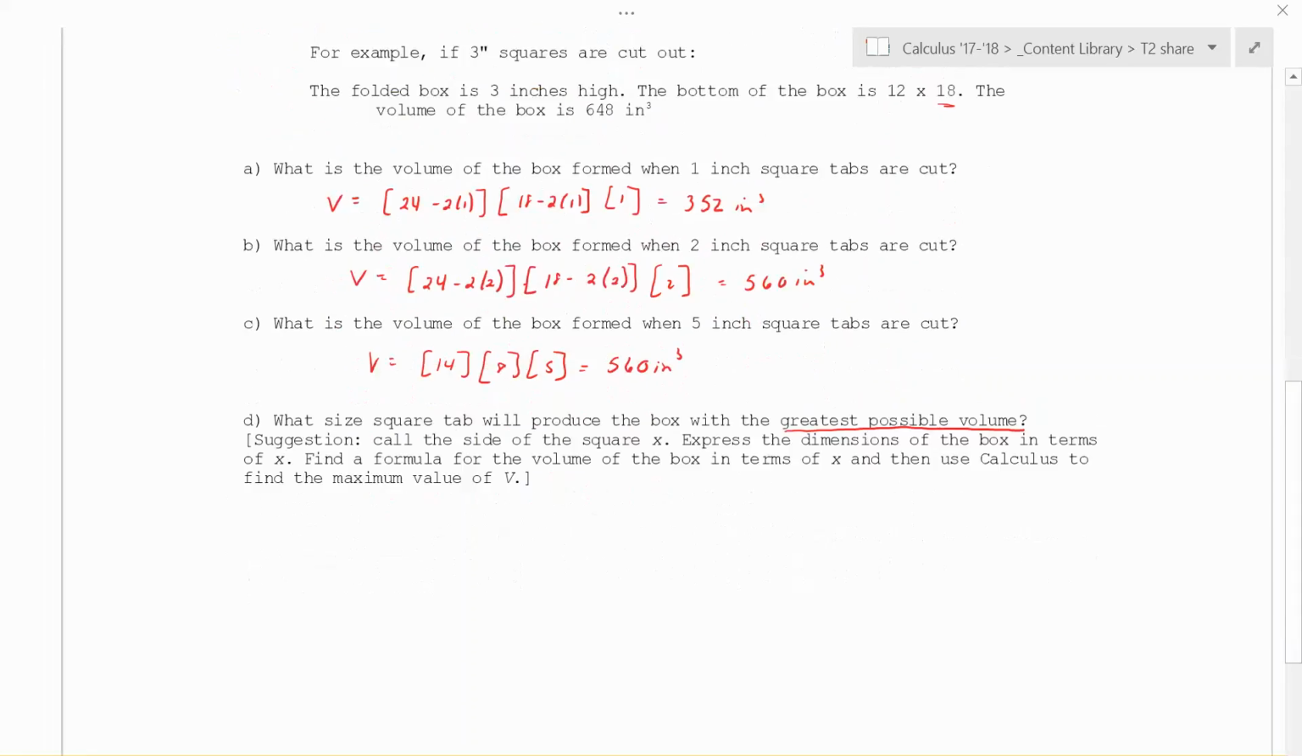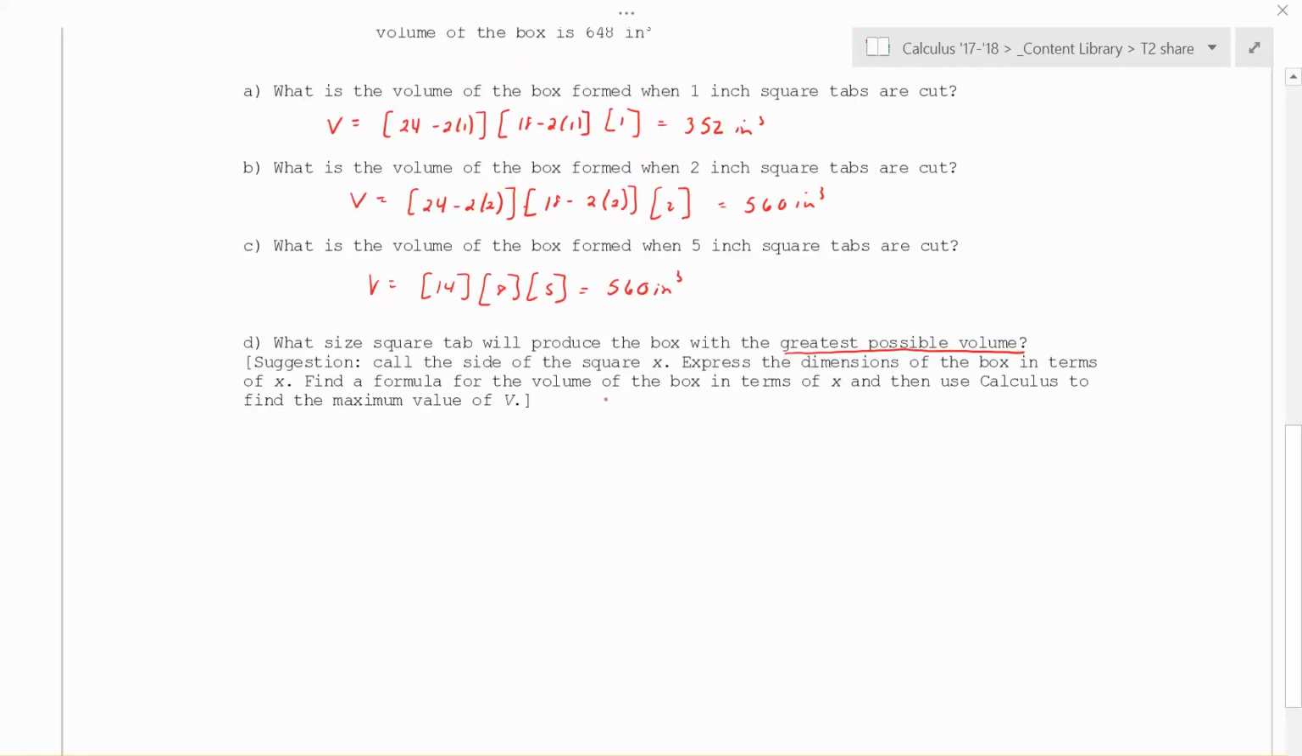So we've done that up above. Find the formula for the volume of a box in terms of x, and then use calculus to find the maximum value. Okay, so our volume we know is length times width times height. So our volume in this case is the 24 minus 2x. My width is 18 minus 2x, and my height is the x.